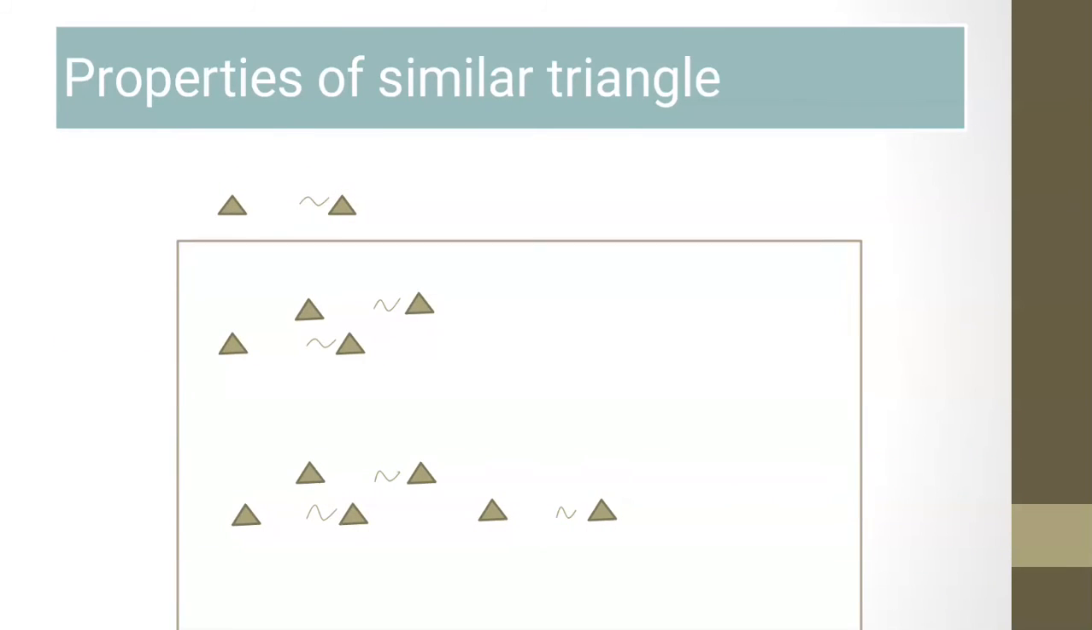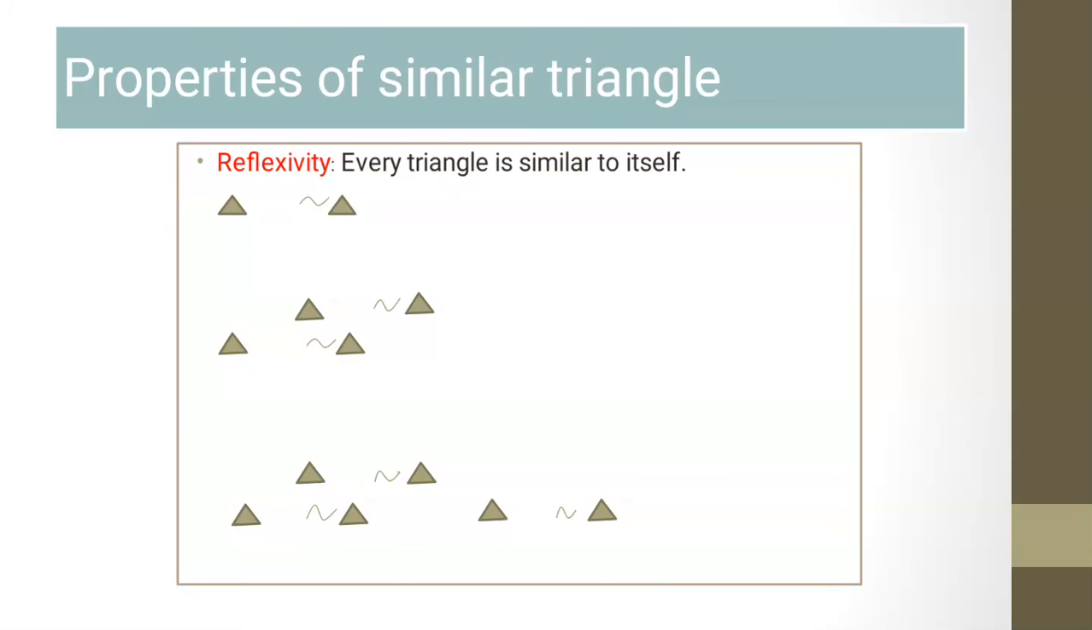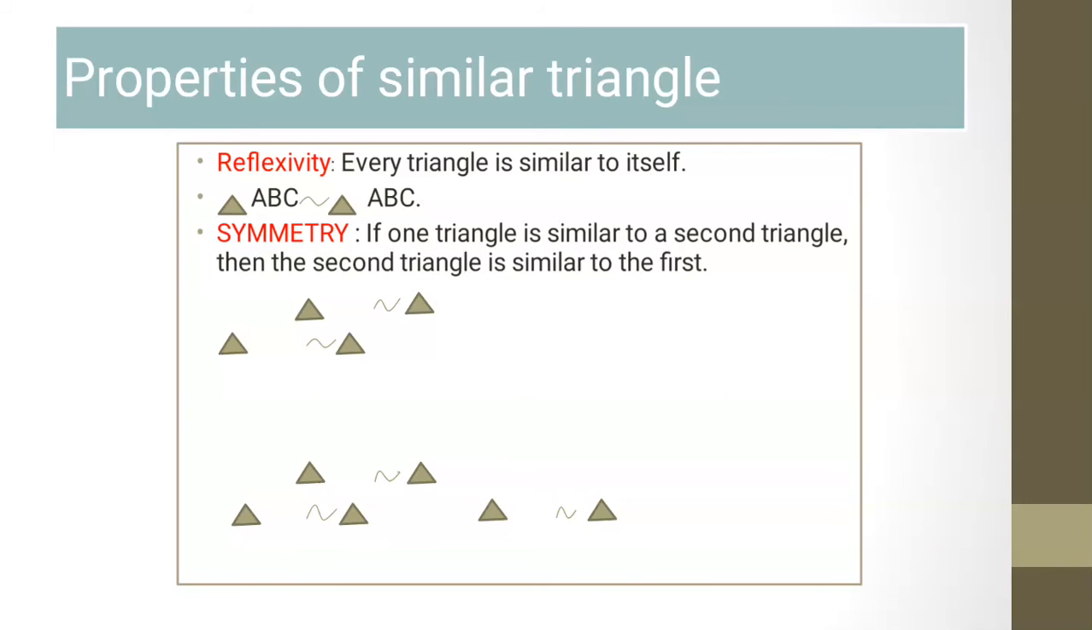Okay. Now next we are going to see properties of similar triangles. The first property is reflexivity of triangles. Every triangle is similar to itself. For example, triangle ABC will be similar to triangle ABC. Now symmetry. What does symmetry mean? If one triangle is similar to the second triangle, then the second triangle will be similar to the first triangle. That is, if triangle ABC is similar to triangle DEF, then triangle DEF is similar to triangle ABC.